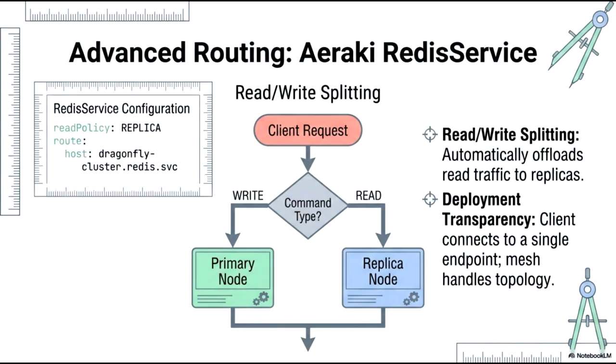The Redis service provides advanced routing capabilities, specifically focusing on automated read-write splitting. As demonstrated in the configuration example, setting a read policy to replica allows the system to intelligently manage traffic based on the incoming command type.